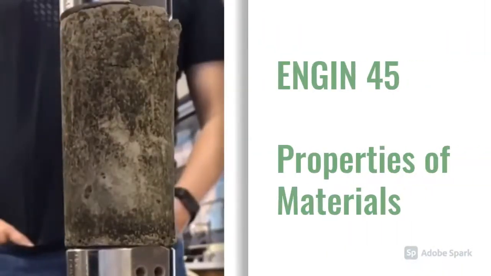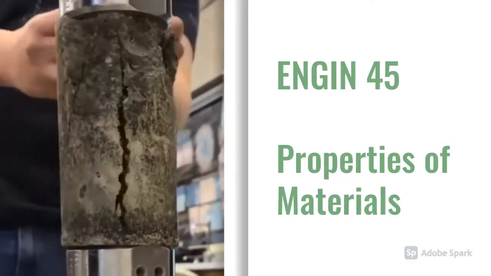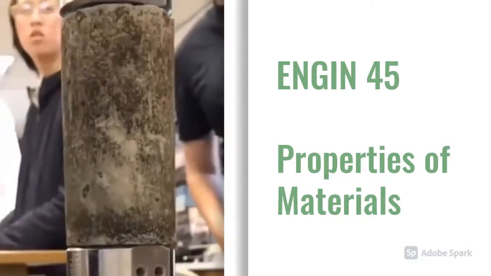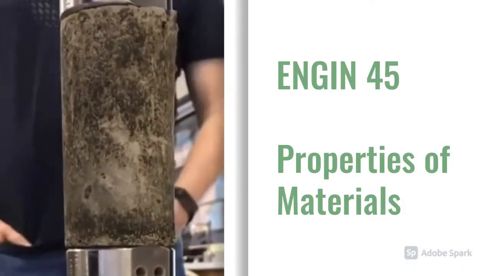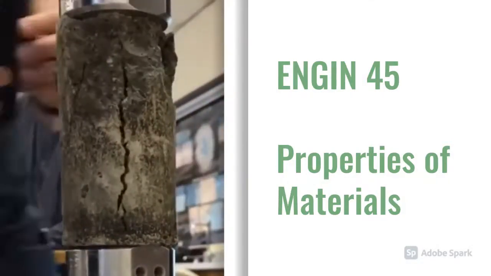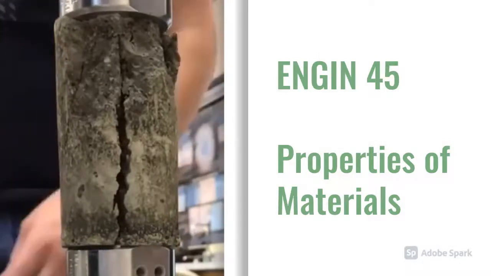In Engineering 45 Properties of Materials, you will learn about the molecular and microscopic structure of materials and how these structures determine the mechanical, electrical, and thermal properties of the material. This class involves a lab where you will have the chance to break a lot of different materials to test their mechanical properties.